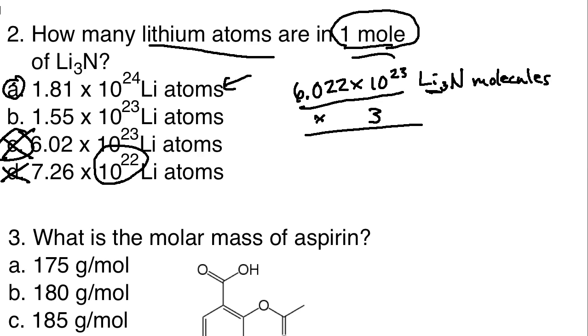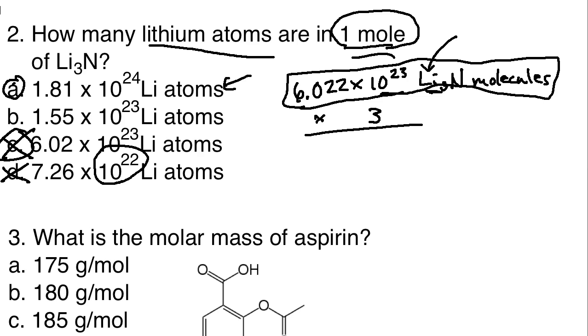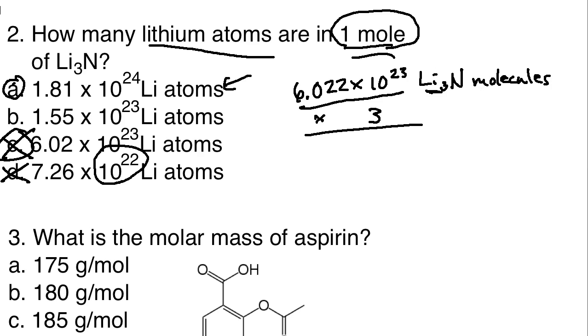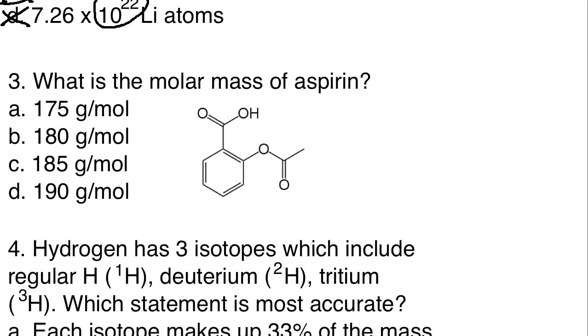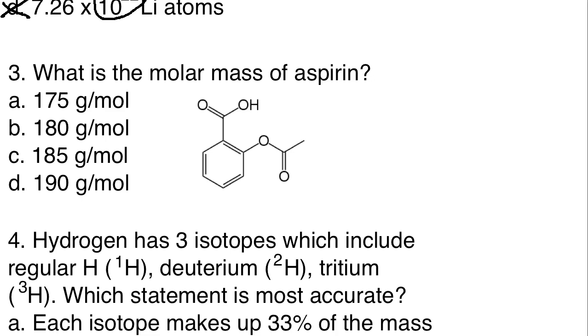So this would take a little bit of thought, but if I realize that I have at least Avogadro's number worth of these molecules, then at the minimum I need to at least have that many lithiums, if not more. And it turns out there's more because there are 3 lithiums in there. And so when I am looking at this, the correct answer would be the 10 to the 24th answer, which is A. All right, now what is the molar mass of aspirin?